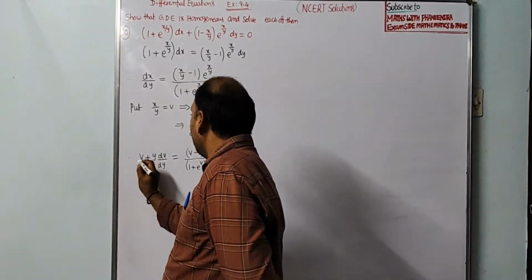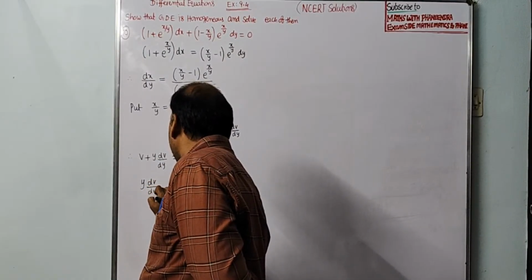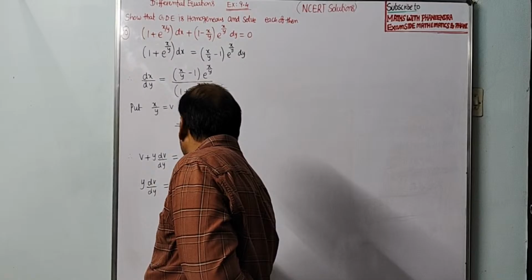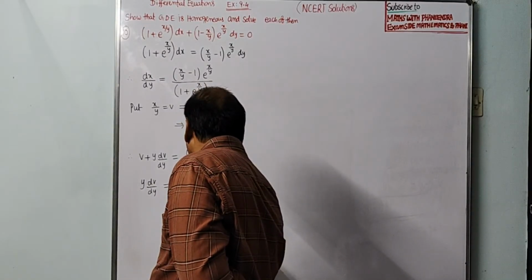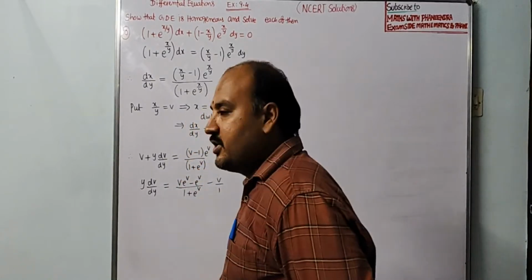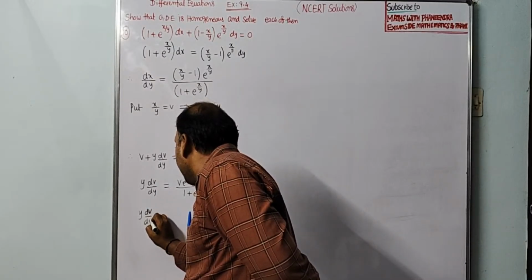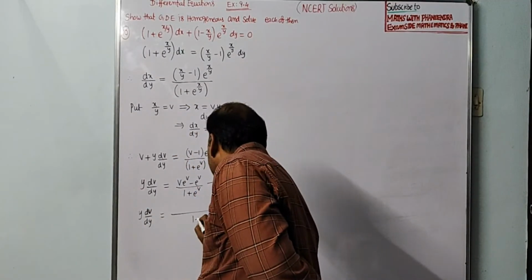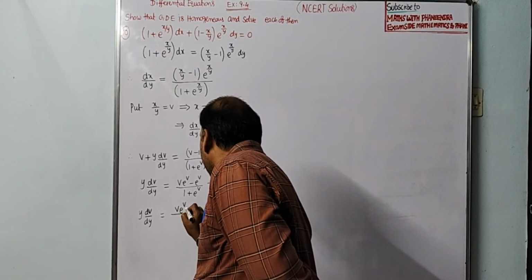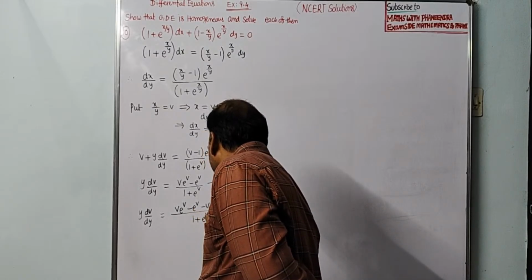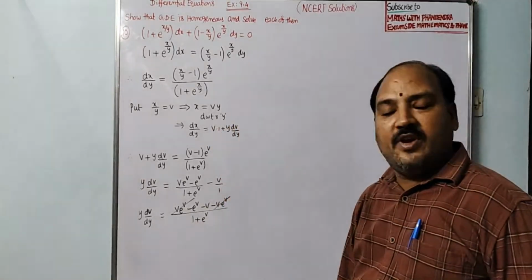Okay, dear students, we move the v value to this side. y into dv by dy is equal to (v e^v - e^v) divided by (1 + e^v), minus v. Take out the LCM and simplify. y into dv by dy is equal to 1 plus e power v as the LCM. So v e^v minus e^v minus v minus v e^v, and the v e^v and e^v terms get cancelled.